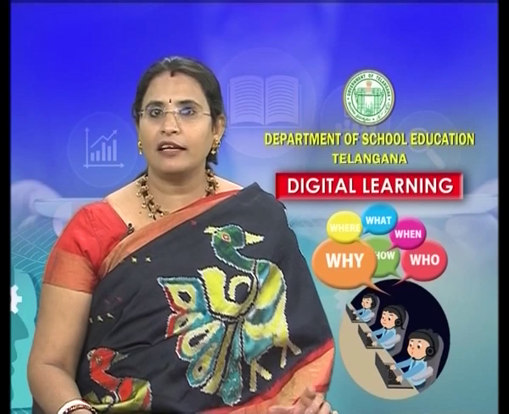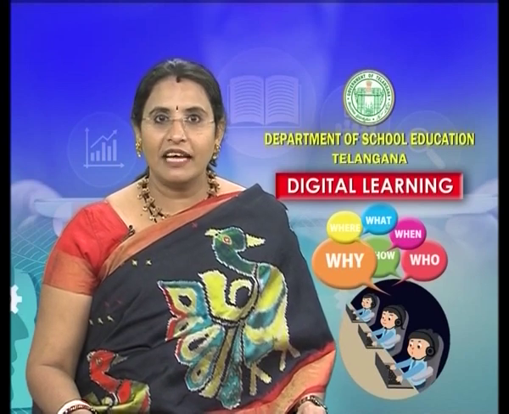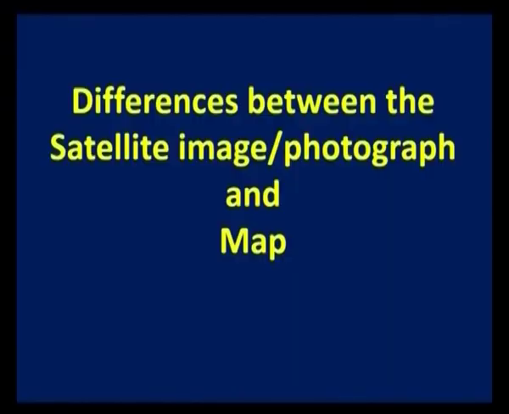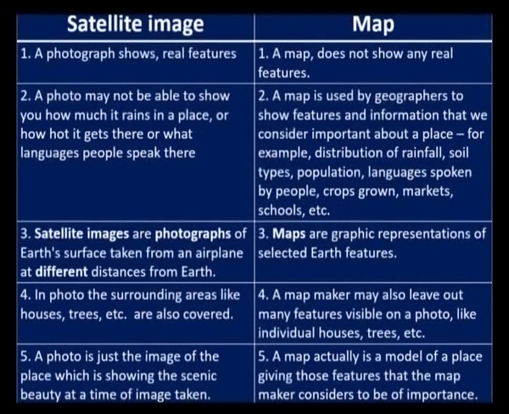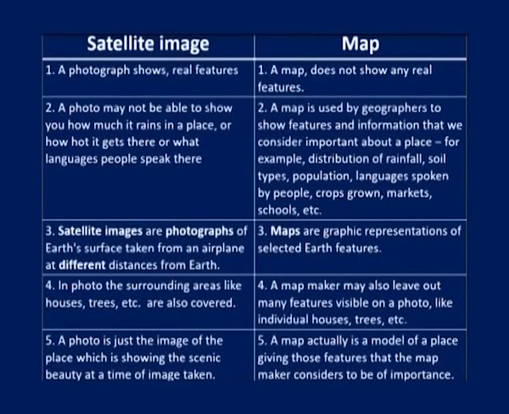Now there is an activity for you children. Please take a pen and a paper and write down the differences between the satellite image or the photograph and the map. I'll give you 2 minutes of time. I hope you all have written the differences. Now let me show you a few of the differences. You just cross verify it with the differences given by me.